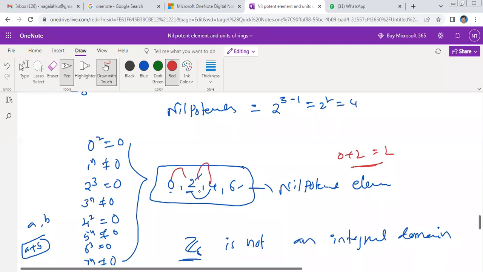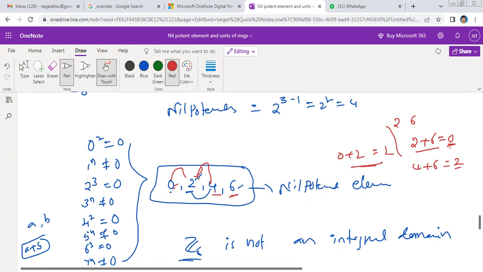2 and 4 are the nilpotent elements. 2 plus 4, 6, is also a nilpotent element. One can ask the question, sir, 2 and 6 are the nilpotent elements. What about 2 plus 6? Modulo 8, that is nothing but 0, and 0 is a nilpotent element. 4 and 6 are the nilpotent elements. 4 plus 6 is what? 2, which is again a nilpotent element.